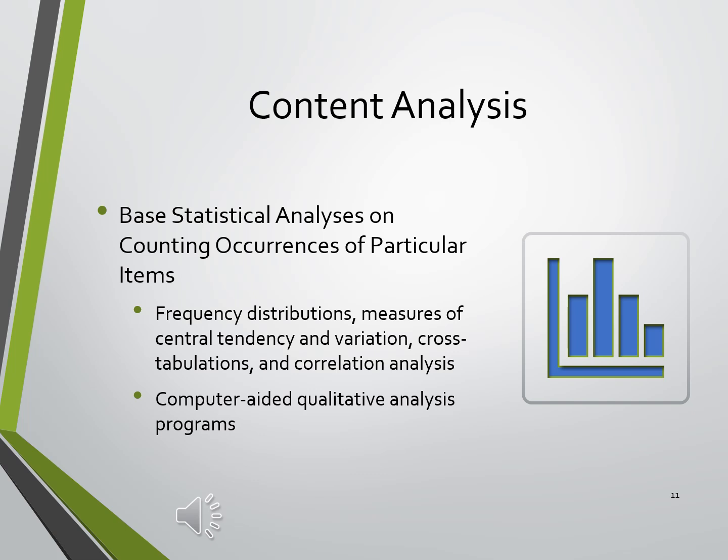So for the basic statistical analysis that we're doing, we're counting occurrences of particular items. So frequency distributions are an important part here. This includes measures of central tendency and variation, cross-tabulations, and correlational analysis. The measures of central tendency are like the mean, the median, the mode, the range, and then we do a standard deviation from that. And then we have the computer-aided qualitative analysis programs as well. This could be SPSS or using things in Excel to analyze the data and compare numbers.